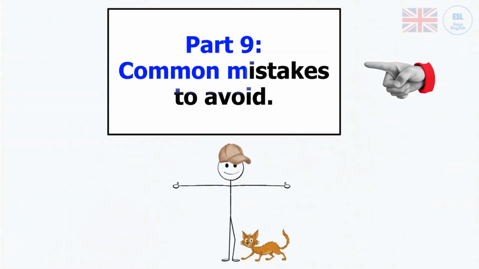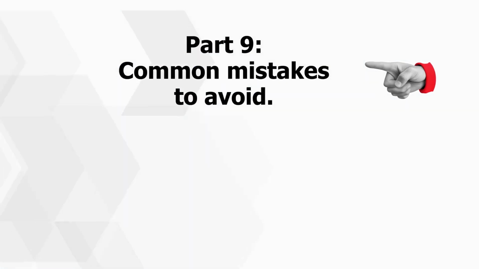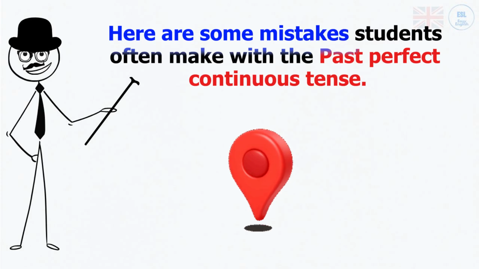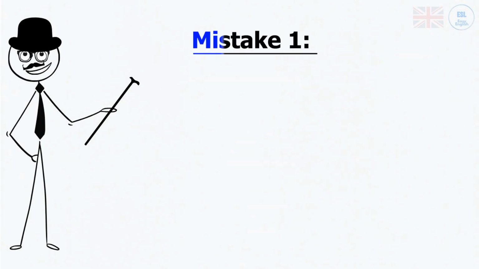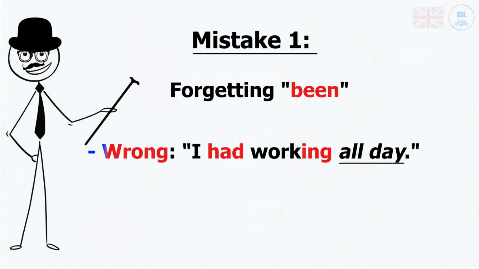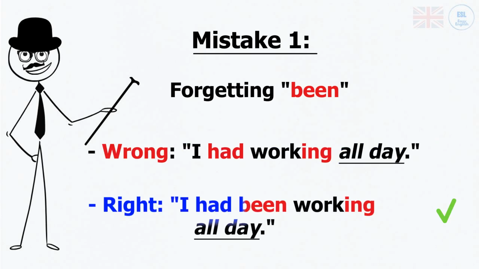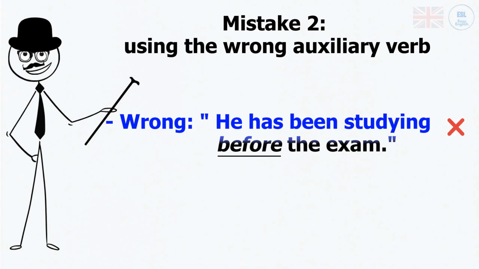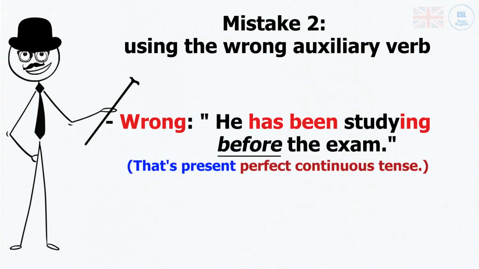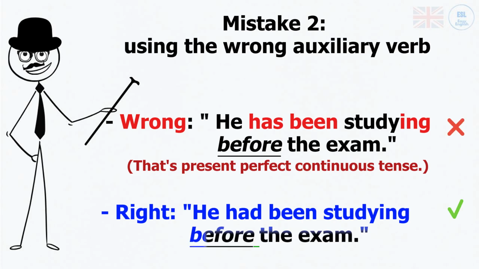Part 9. Common mistakes to avoid. Here are some mistakes students often make with the past perfect continuous tense. Mistake 1. Forgetting been. Wrong: I had working all day. Right: I had been working all day. Mistake 2. Using the wrong auxiliary verb. Wrong: He has been studying before the exam. That's present perfect continuous tense. Right: He had been studying before the exam.